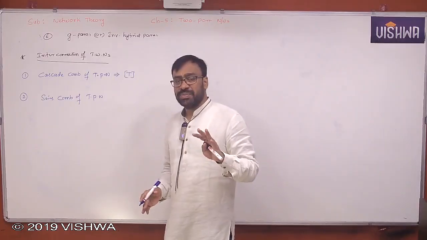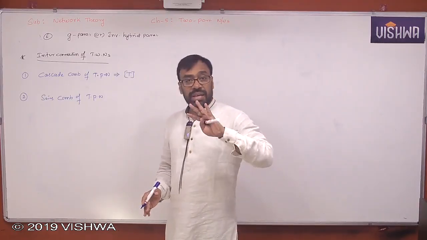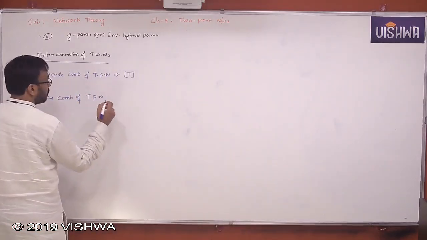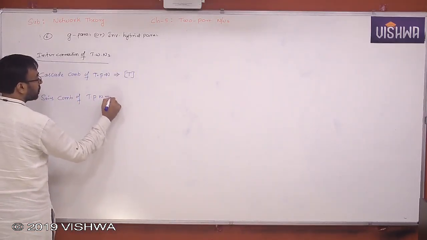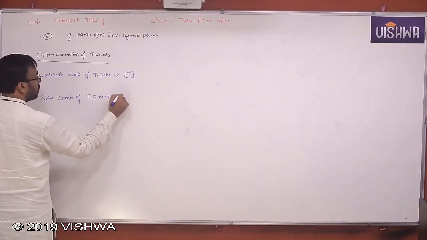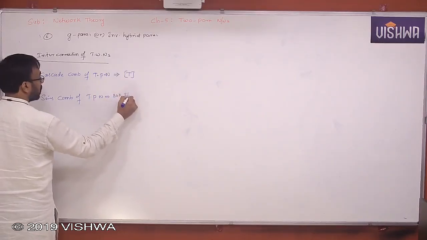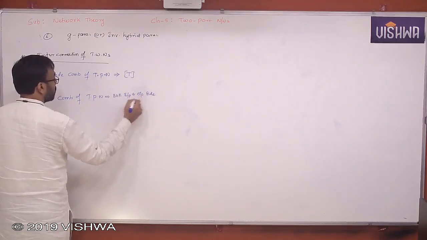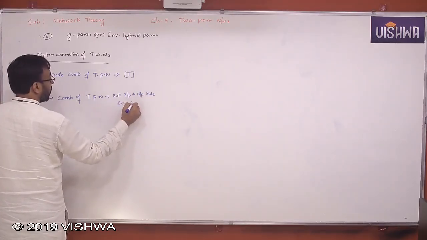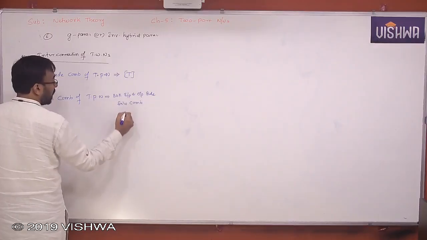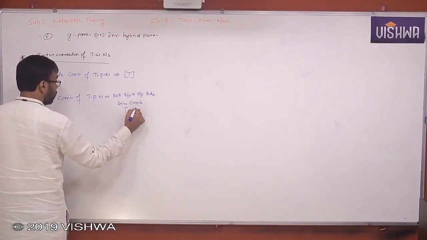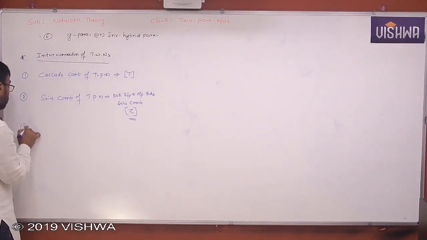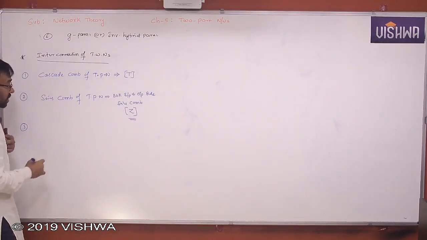Series combination means current must be same. This we already know, right? So therefore, here both input and output side are in series combination, and it is easy to analyze using Z parameters. Generally, we take the help of Z parameters to analyze such combinations.